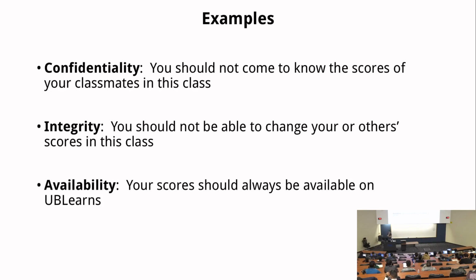And also, you should not be able to change anyone else's score. So that is not confidentiality, that's integrity, right? So you get a B in the course, but you hacked UB nurse, you change that to A. So the integrity of the system is breached. Also, availability, your grades should always be available to you there on UB nurse. Someone may do a DOS attack, so UB nurse is not available to everyone. So everyone does not see their score, right?